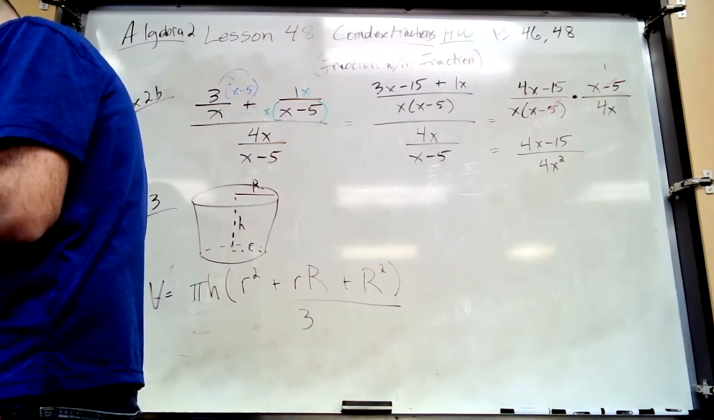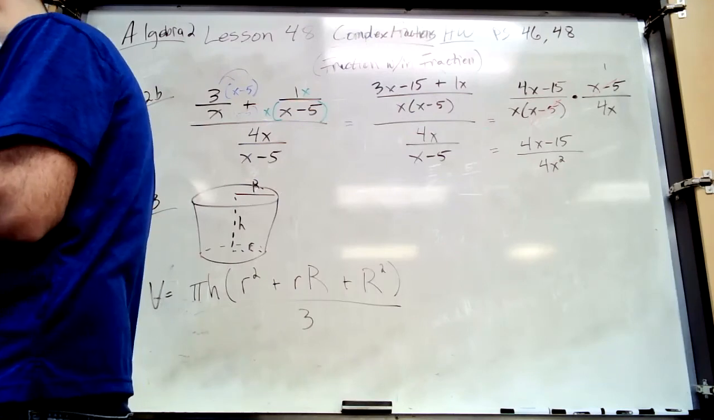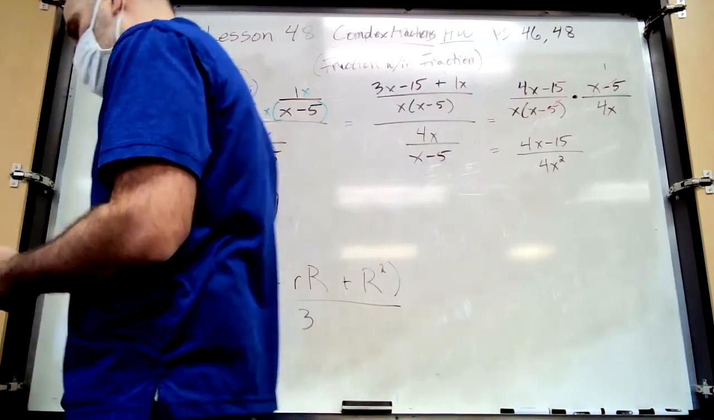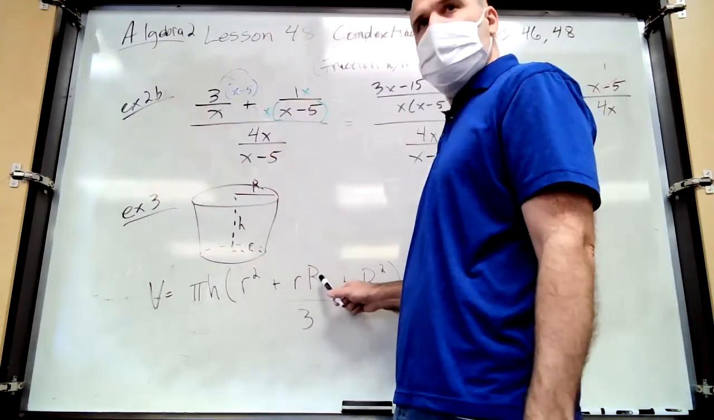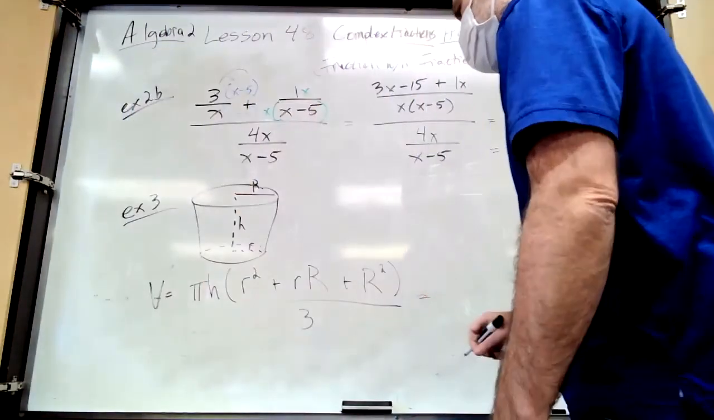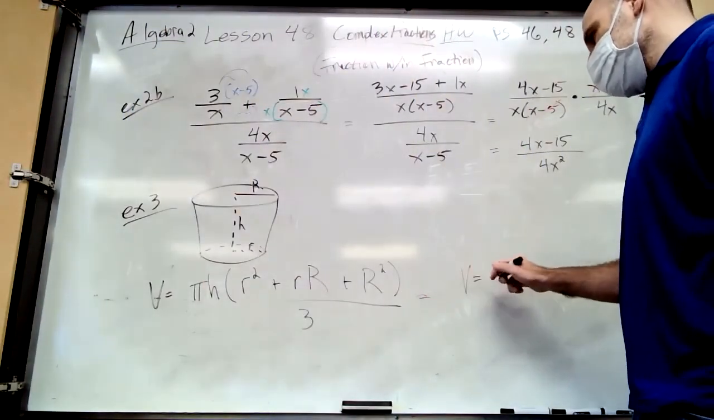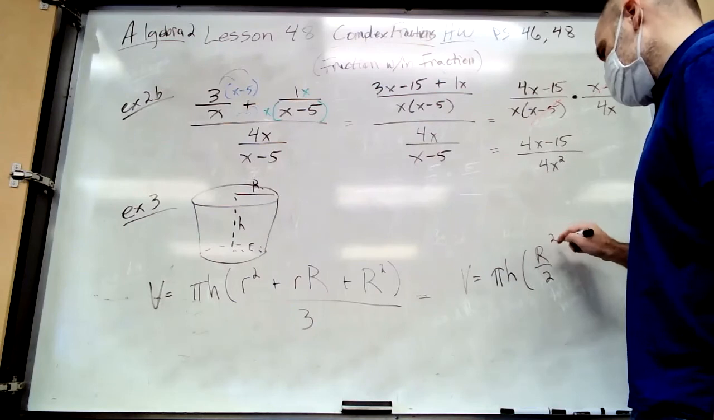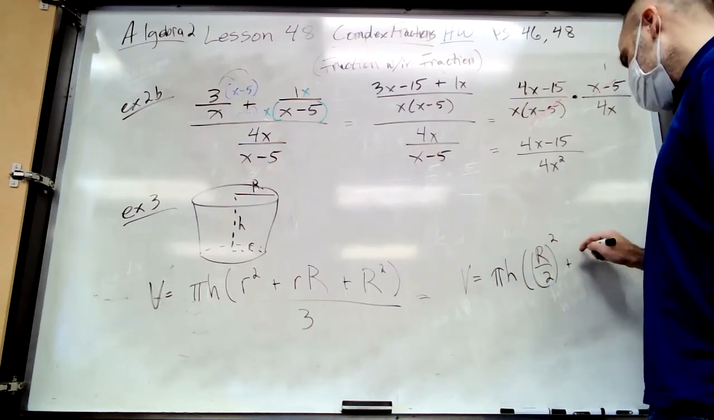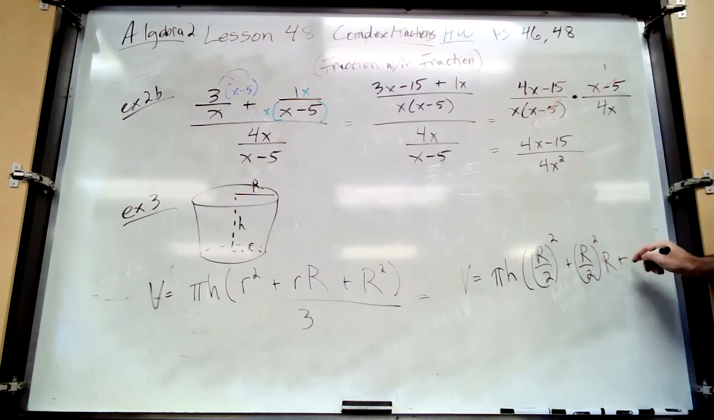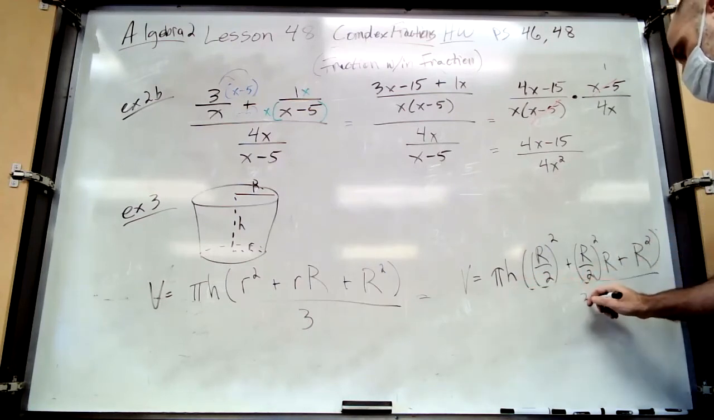So express the volume formula in simplest form in terms of H and R if the radius r of the smaller base is half the size of the bigger R. So basically this is just half of the big R, so we're going to substitute big R over 2 in for little r. So volume equals pi h times (R over 2) squared plus (R over 2) times R plus R squared, all divided by 3.